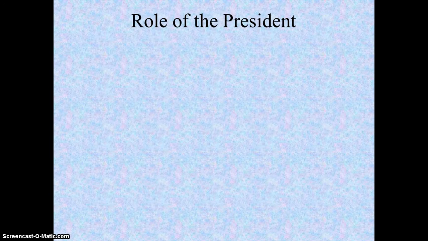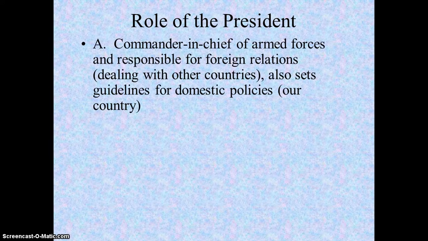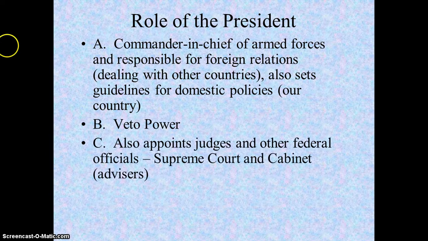The role of the president. He or she would be called the Commander-in-Chief of the Armed Forces and responsible for foreign relations, dealing with other countries. Also sets guidelines for domestic policies, meaning our country, domestic meaning home. He or she has veto power. Also appoints judges and other federal officials, for example, the Supreme Court and the cabinet.